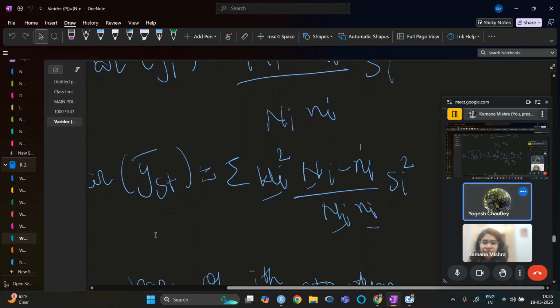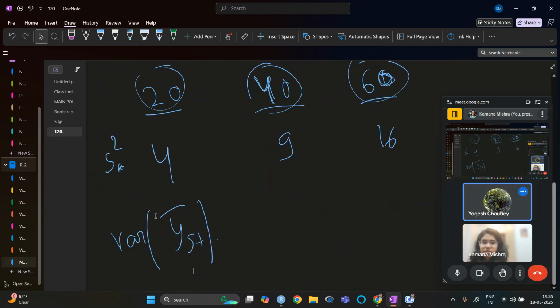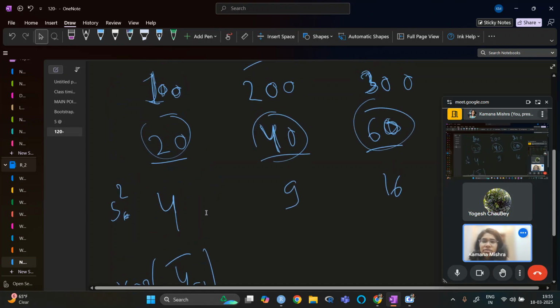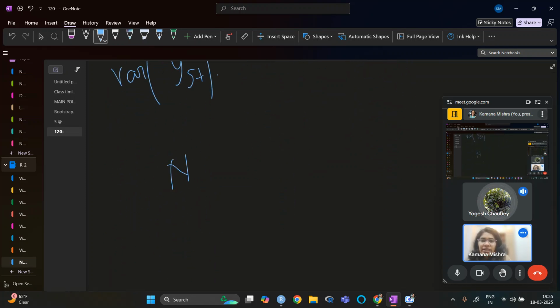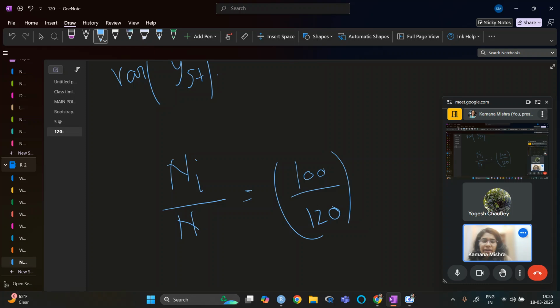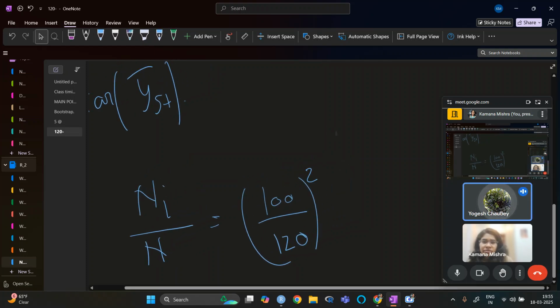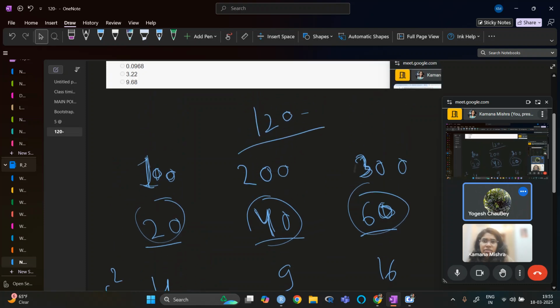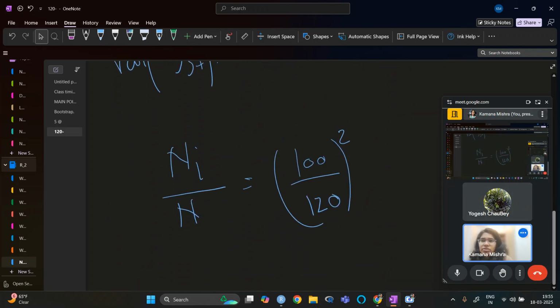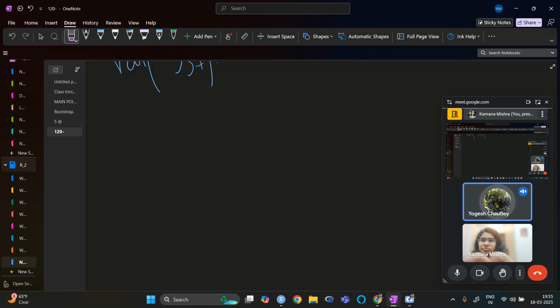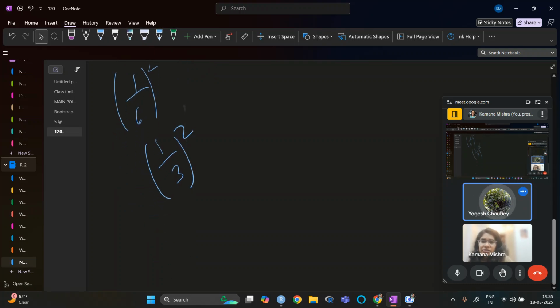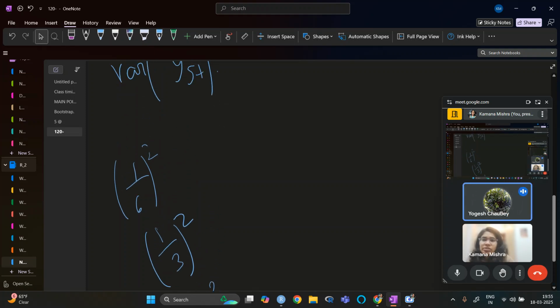It is the sum of Wi squared, times (Ni minus ni) by Ni ni, times Si squared. Wi is basically Ni by 600, so 100 by 600, squared. Basically it is 1 by 6 squared, then 1 by 3 squared, and then 1 by 2 squared.